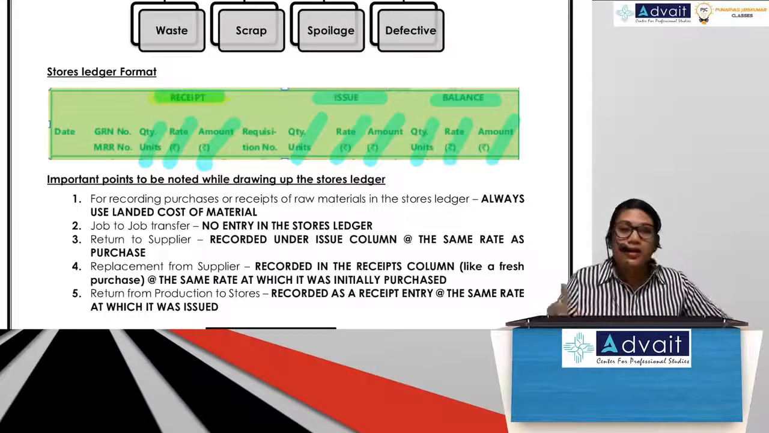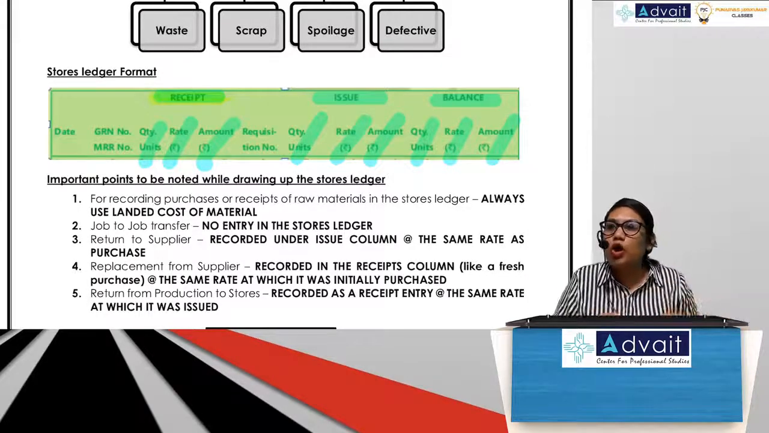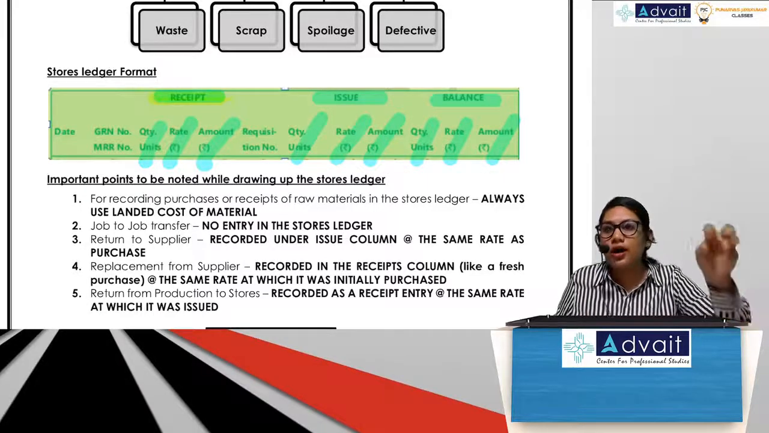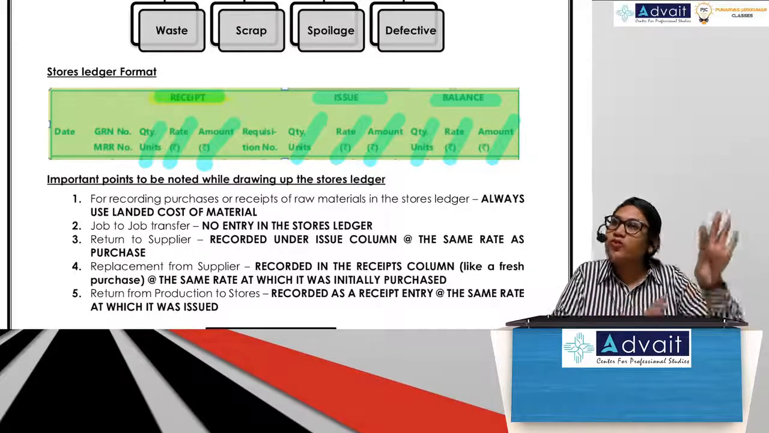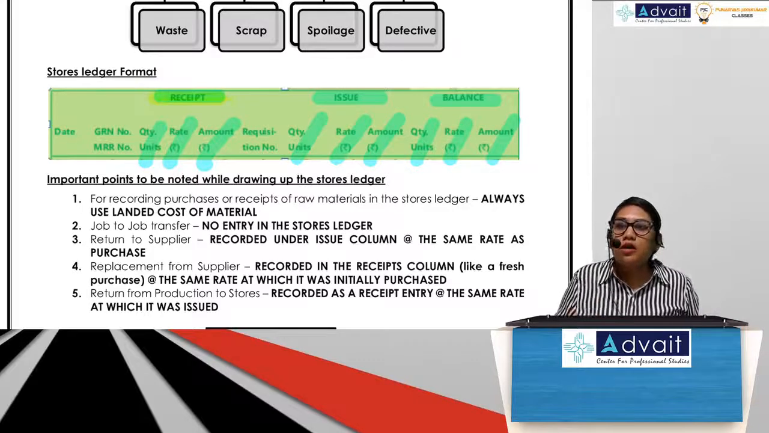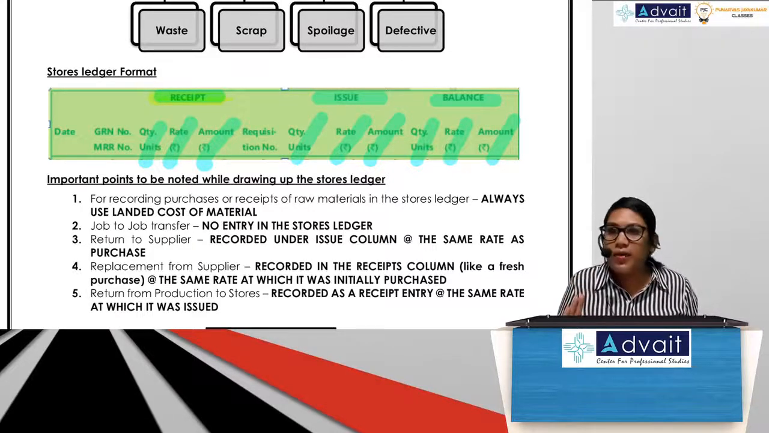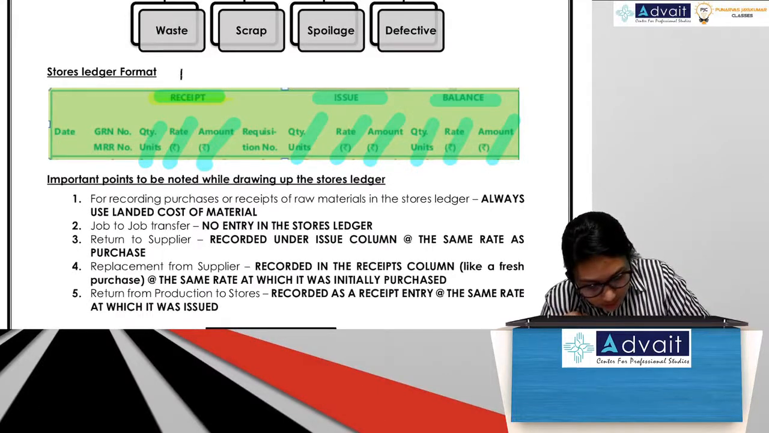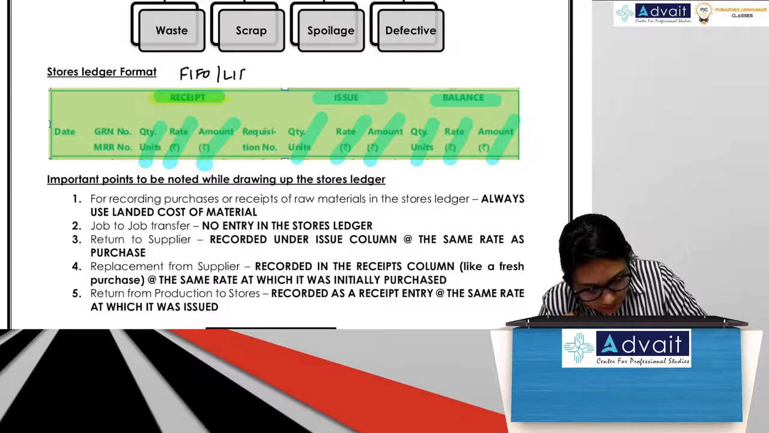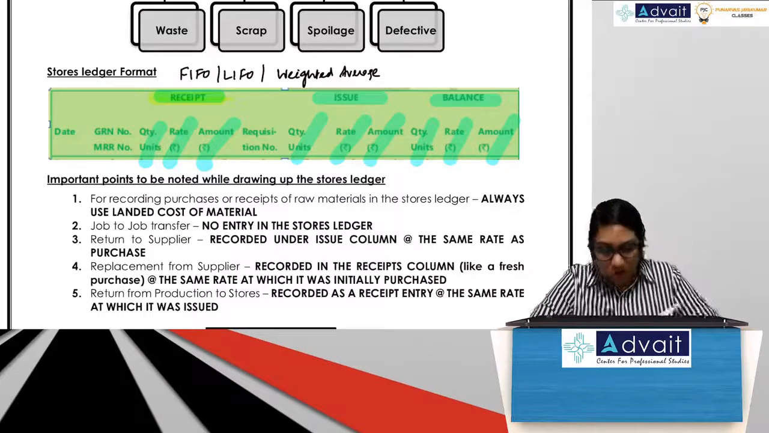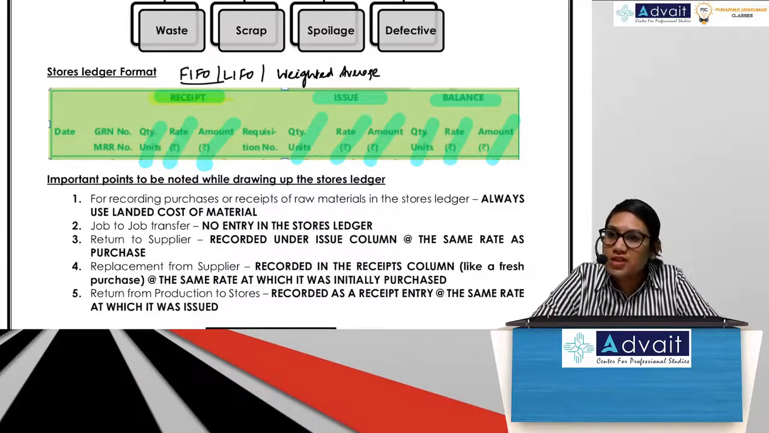So anything that comes into the stores will be recorded under receipts. Anything that goes out from the stores will be recorded under issues, and whatever is left will be recorded under balance. Correct? So now for us, the 3 important methods of pricing issues and valuation of closing stock involve FIFO, LIFO and weighted average.